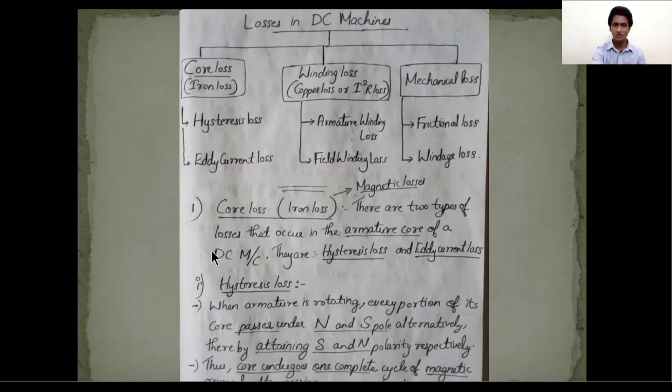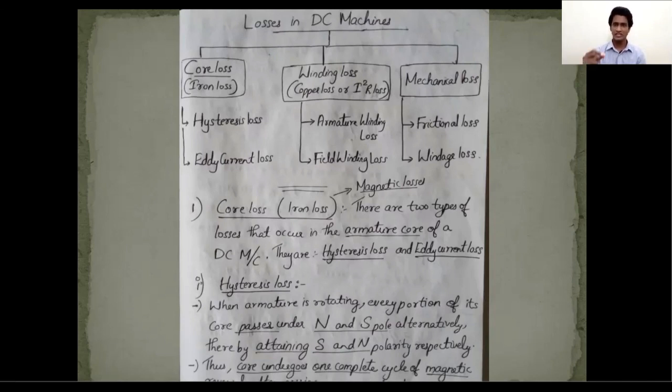Now let us move on to core loss, which is also called iron loss, since the core is made up of iron, and it is also called magnetic loss. This is the loss occurring in the armature core of a DC machine. The two types of core losses are hysteresis loss and eddy current loss. Now let us have a look at hysteresis loss.